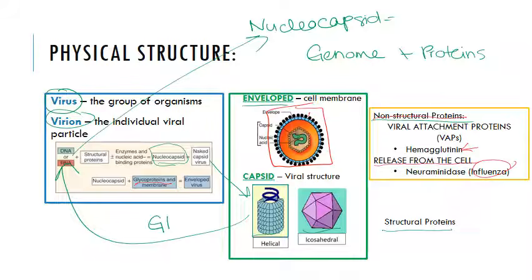So for instance, in flu, there's a protein known as neuraminidase, which allows the virus to leave the cell. It's necessary for it to actually get out once it's been replicated. These glycoproteins, especially the viral attachment proteins, often elicit immune responses and are often a target of antiviral drugs.